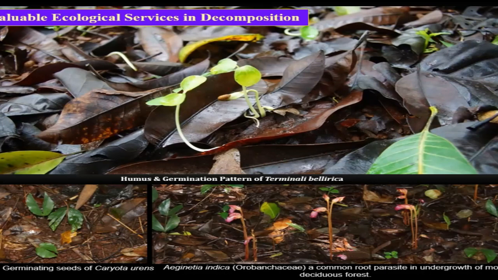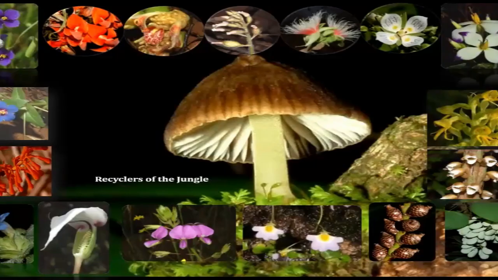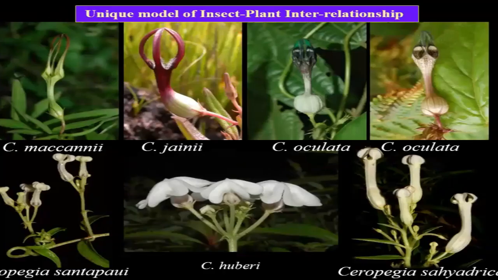Now, these are the things which make the forest function to that particular level. Therefore, right from this level up to the pollination, up to the dispersal level, we are able to find the interaction, very unique interaction among the plants. Okay, these are the recyclers, as I told you, the microbes, but the fungal diversity also plays a role in the decomposition process. Likewise, we see the endemic pattern.